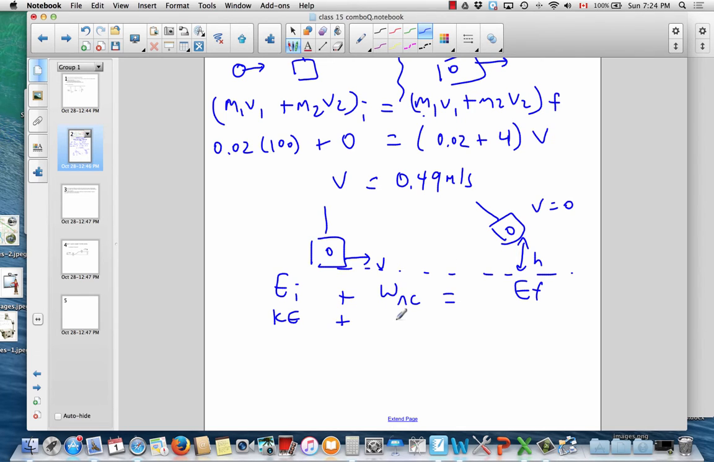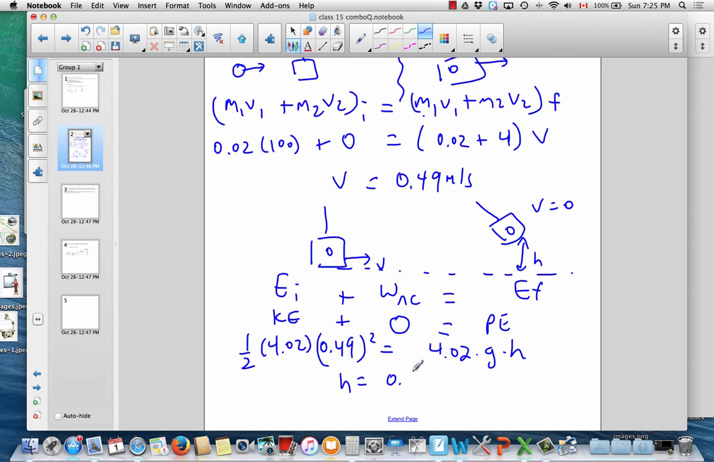For a pendulum swinging in the absence of air resistance, there is no non-conservative work, so there's no gains or losses of mechanical energy, and at the end it's in the potential form. So this will be a half times the combo mass moving at 0.49 meters per second squared. This will be the combo mass times g times the unknown height. g is 9.80. Solving for the height, we get 0.0126 meters, or about 1.3 centimeters. So that's a typical combo question.